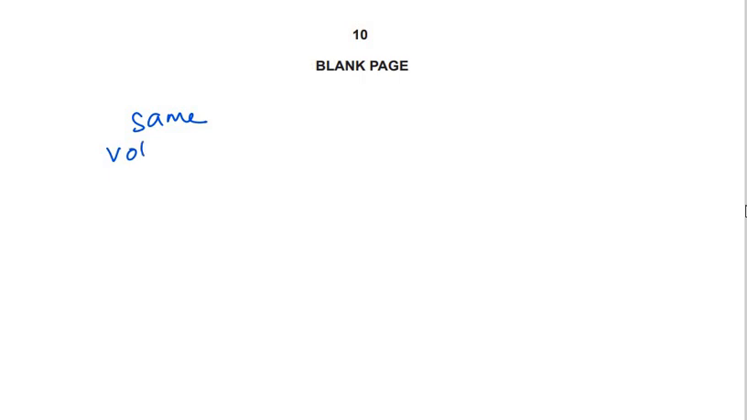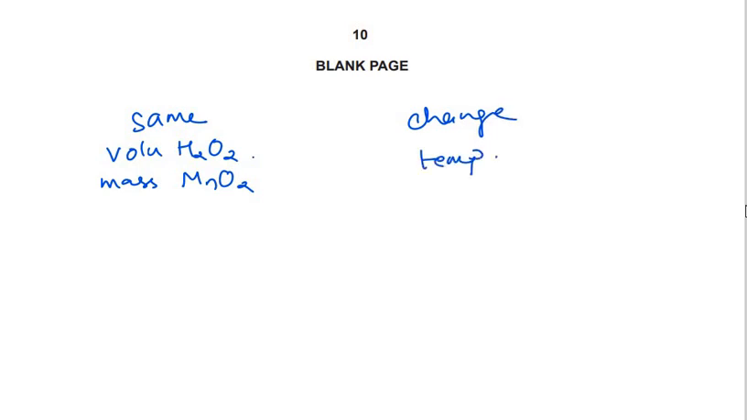So you're going to keep the volume of hydrogen peroxide the same. The catalyst manganese oxide is a solid, so you should keep the mass of manganese 4 oxide, that is MnO2, the same. What are you going to change? You're going to change the temperature. And what are you going to measure? You're going to measure the time taken to produce 5 dm cube of oxygen gas.